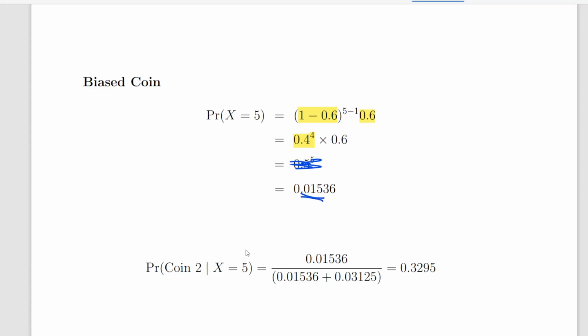So what we're going to do here is use conditional probability, calculate the probability that it is coin 2 given that we're dealing with the fifth toss. So it's a conditional probability. So 0.01536, that is the probability that it was coin 2 and the fifth toss, divided by the probability that it was on the fifth toss. So 0.01536 plus 0.03125. So that should work out to be 32%, 0.3295.